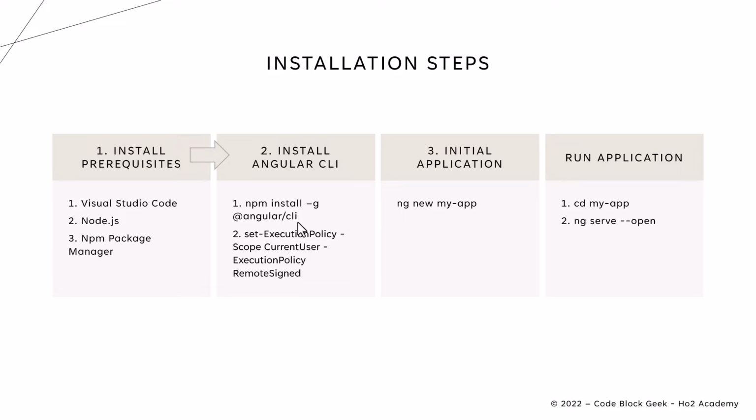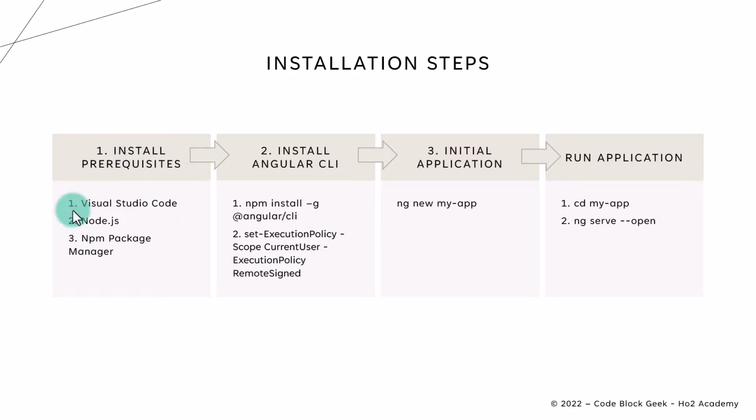The second step is to install Angular CLI. There are a couple of commands that we are going to execute. The first one is the npm install -g, and this will install the Angular CLI. The second is to allow the execution of PowerShell scripts. The next step is to install and create our initial Angular application. The last step is to run the application. So let's go ahead and get started.